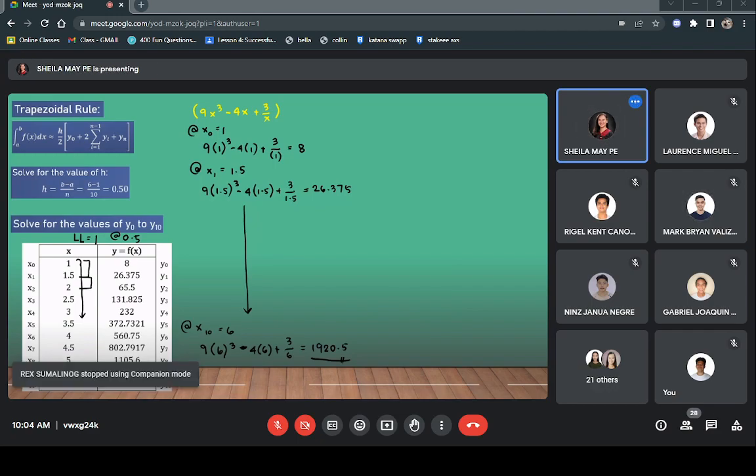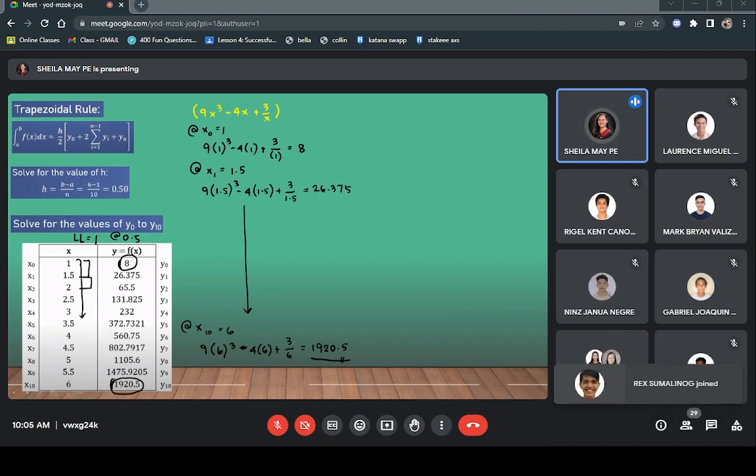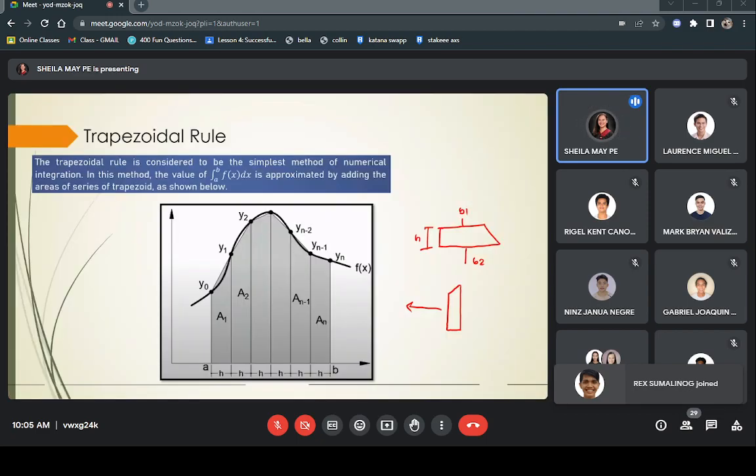Now looking at here, this one is the outermost base on the left part. And this one here is the outermost part at the right side. Remember the picture in our trapezoidal rule, this one here is our left outer base, and this part here is our right outer base. And y1 up until, in our example, 10. So 10 is the right outer base, 9 is the last inner. So the inner is from y1 to y9.